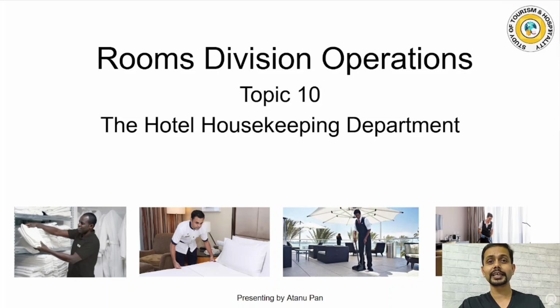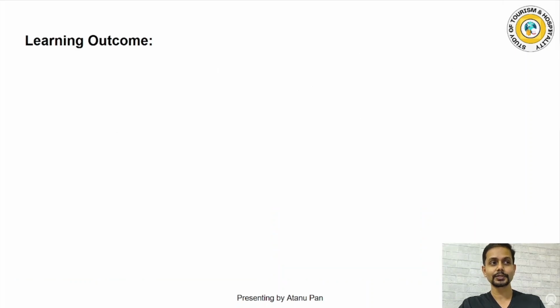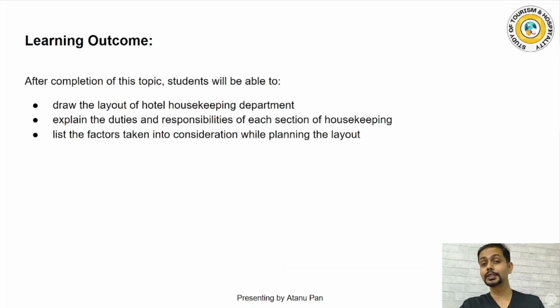Alright, so this is our 10th topic, and today we are going to learn about the hotel housekeeping department, basically the layout of housekeeping department. So let's go ahead and see the learning outcome for today. After completion of today's topic, each one of us will be able to draw the layout of housekeeping department, explain the duties and responsibilities of each and every section of housekeeping department, and also list the factors taken into consideration while planning the layout. So we'll go one by one to all these points.